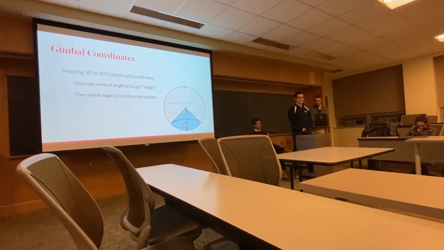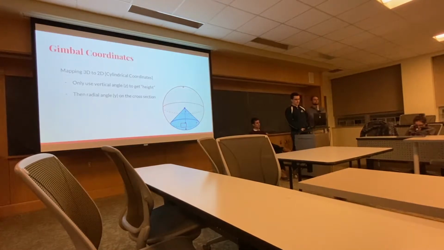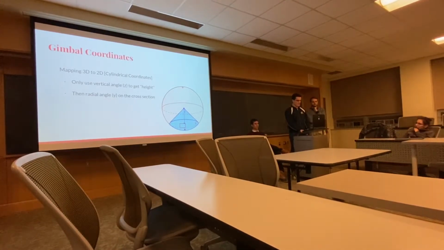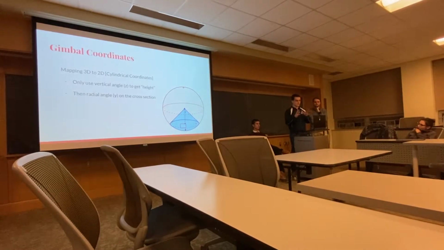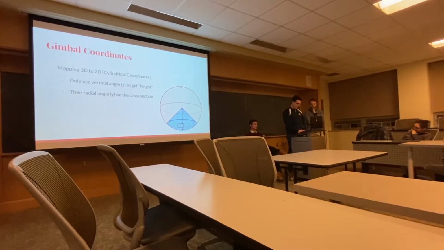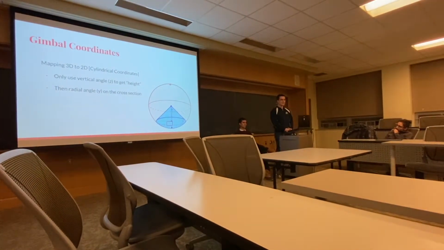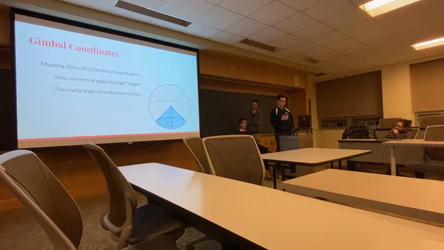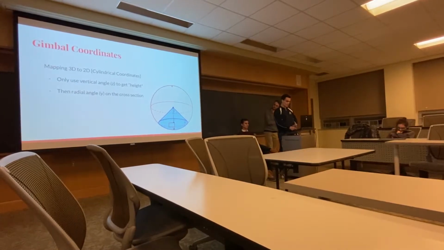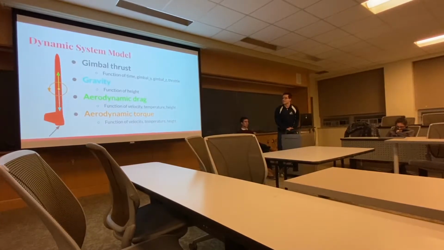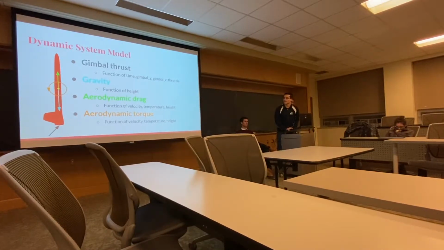And for our gimbaling coordinate system, we decided to go with cylindrical because it's a two-dimensional representation. And the fewer dimensions for us, the better. So this worked fine. One angle is the angle from the vertical that we call Z, and the other is the axial angle that we call Y.